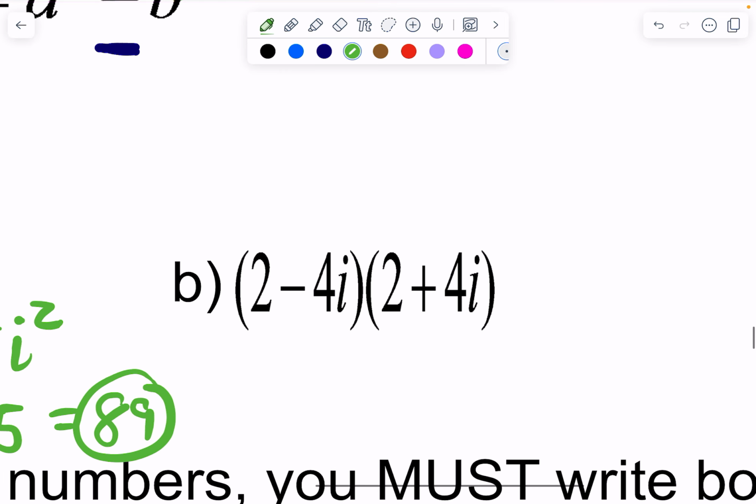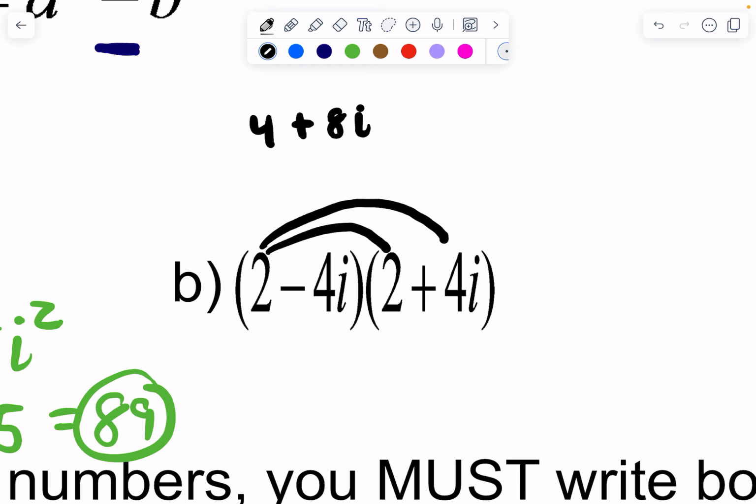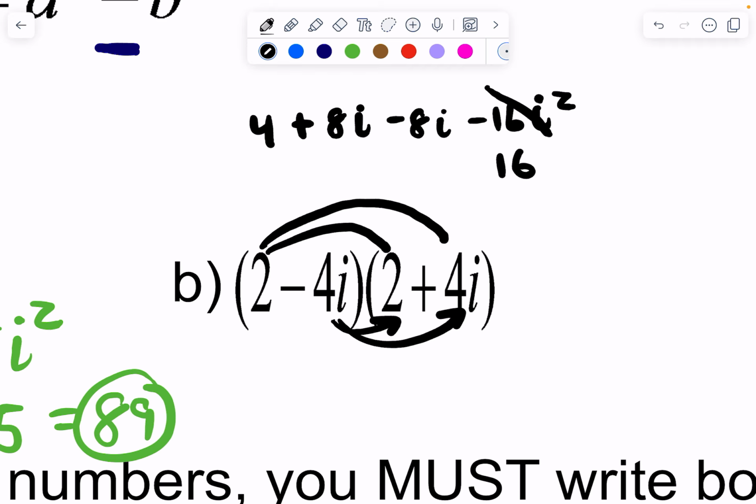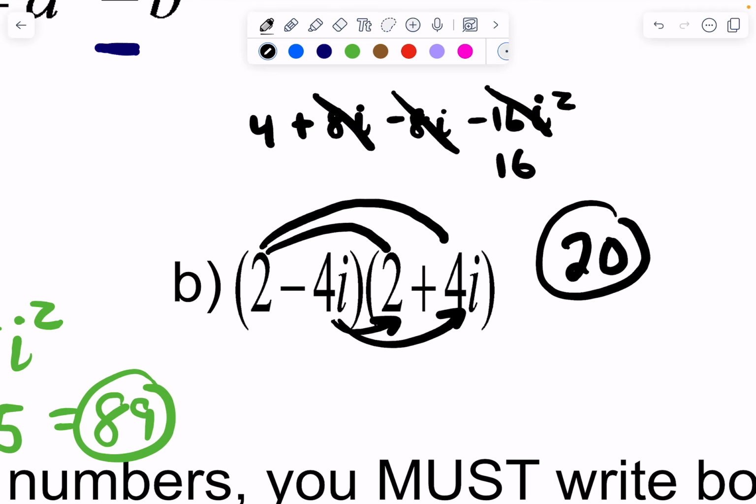So once again, the long way here, we'd go 2 times 2 is 4. 2 times 4i is 8i. Negative 4i times 2 is negative 8i. Negative 4i times 4i is negative 16i squared. i squared is a negative. Negative times negative 16 becomes 16. 4 plus 16 is 20. And the 8i and negative 8i cancel out.